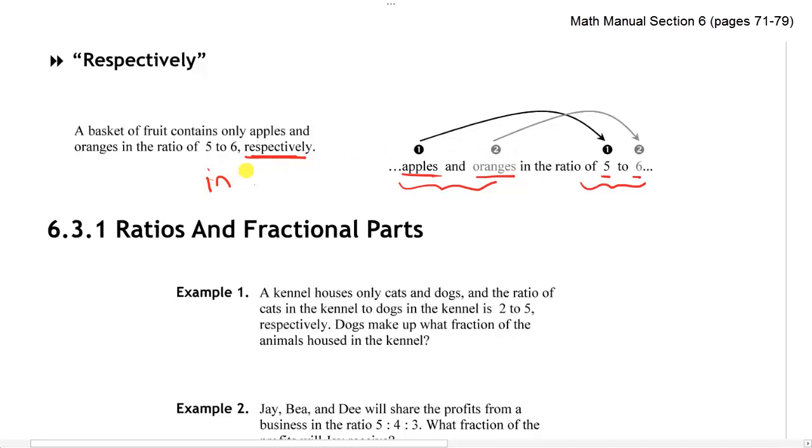It means in the order shown or in the order designated. So when you see that word, don't freak out. It doesn't mean anything big and scary. It just means that the first thing here matches up with the first thing here, and the second thing here with the second thing here.